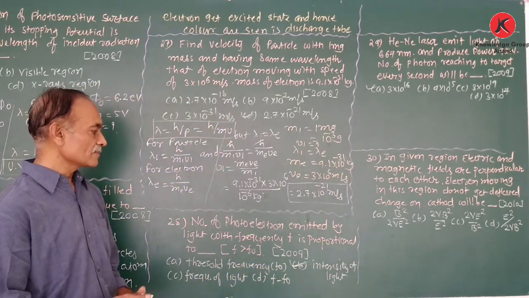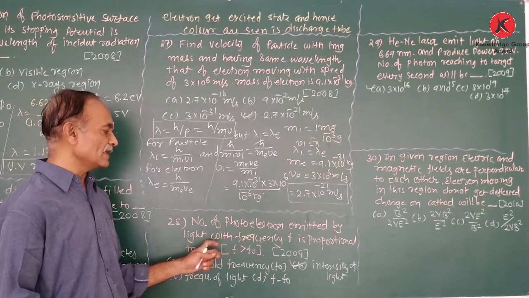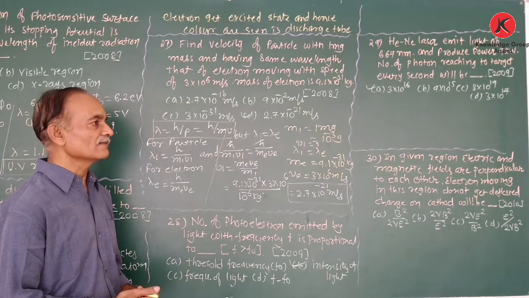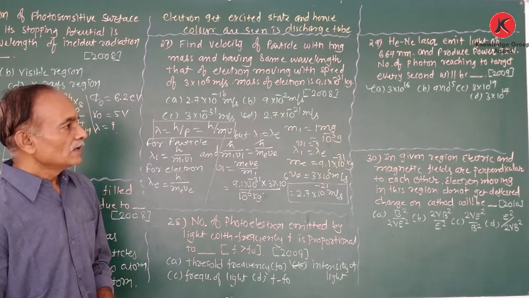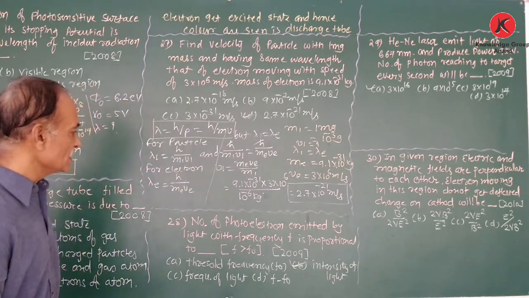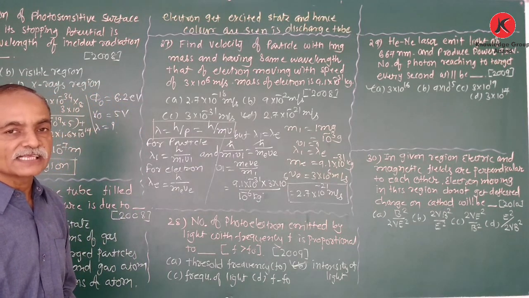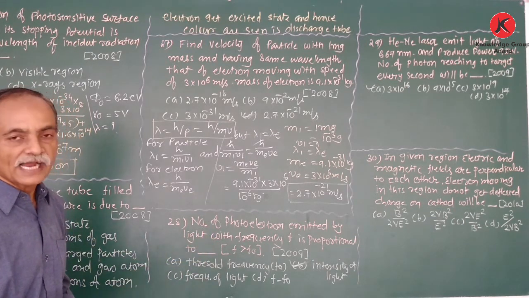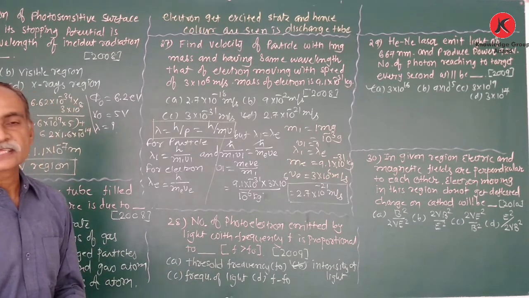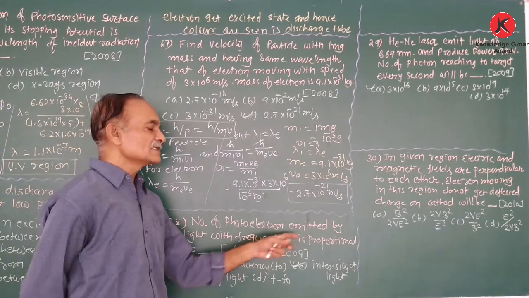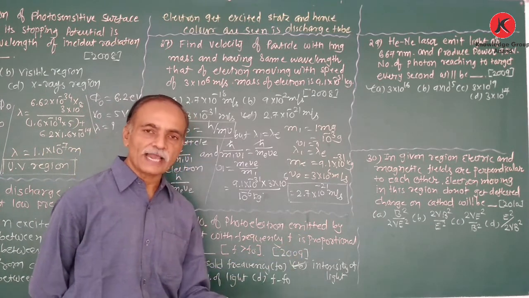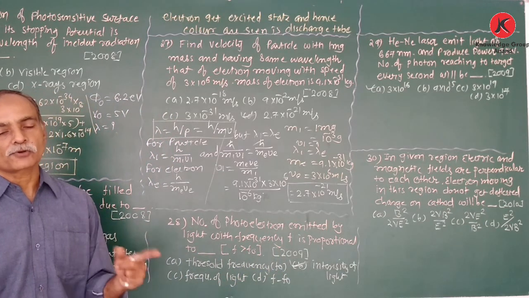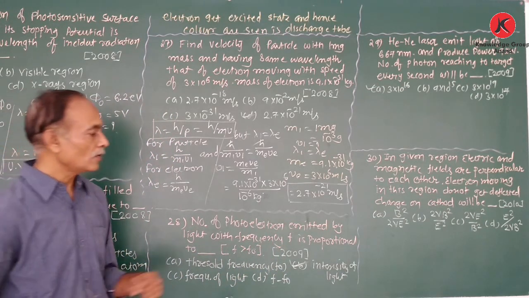Now the next question, asked in 2009: the number of photoelectrons emitted by light with frequency f is proportional to blank. Now, the number of electrons depends on the intensity of the light. Here the frequency of the incident light is given as more than the threshold frequency. So incident light with frequency f more than the threshold frequency always produces photoelectric emission, or photoelectrons.